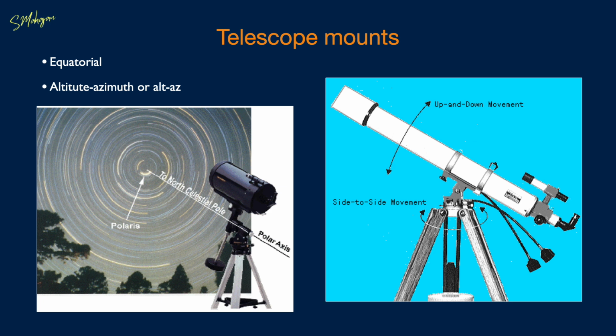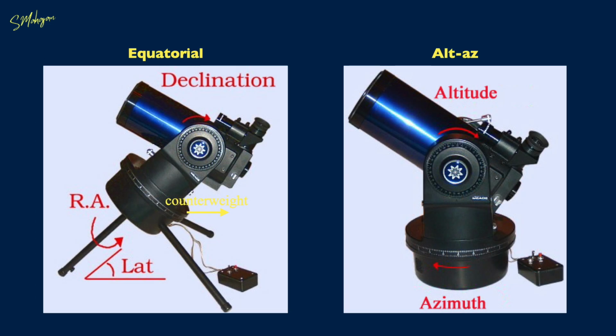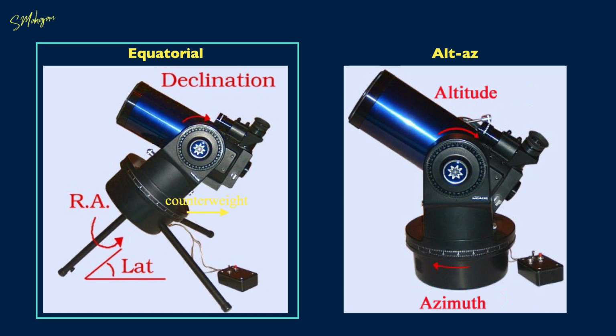Now that we have familiarized ourselves with the types of telescopes, let's take a moment to discuss the mounts, that is, the stand on which a telescope is placed. There are basically 2 types of mounts, equatorial and altitude azimuth or alt-az mounts. As shown here, in case of an equatorial mount, one axis is directed at the north or south celestial pole depending upon the observer's hemisphere. That is, this mount has a polar axis which is parallel to the Earth's axis and a declination axis which is perpendicular to the Earth's axis.